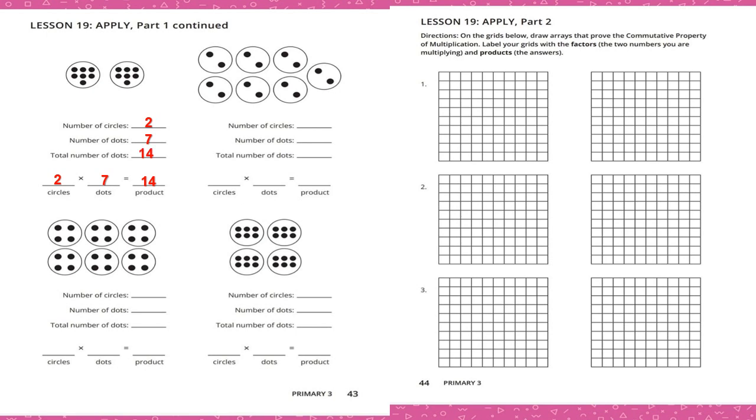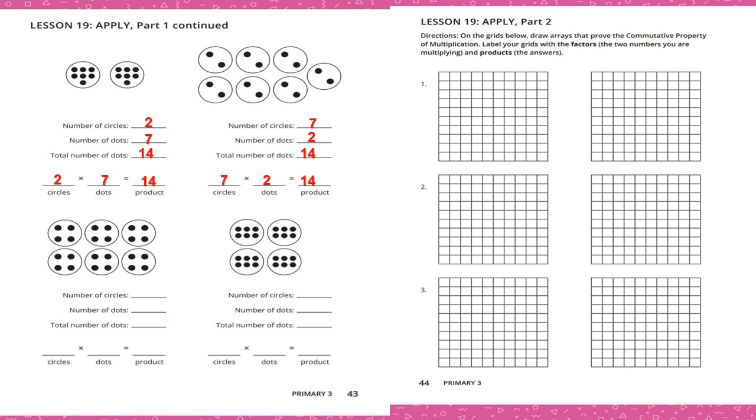Number of circles here, if we count them, we will find 7. 7 circles. Each circle has 2 dots. Then the number of dots is 2. Write the multiplication equation. 7 circles times 2 dots equals 14. If we count them, we will find the total of dots equals 14. Then we have here commutative property.